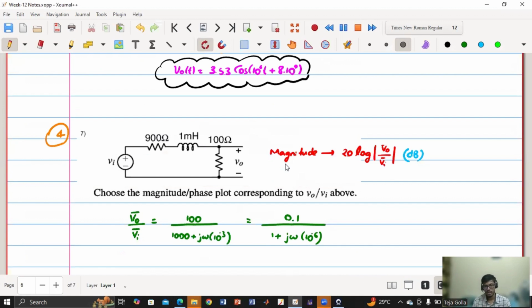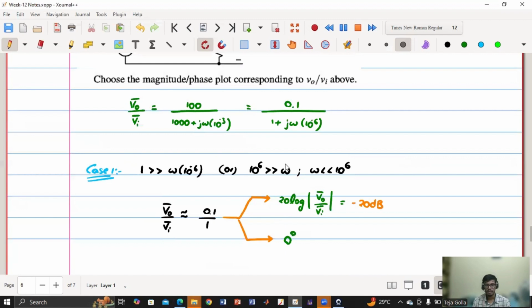Now I have considered three cases. The first case is where 1 is much higher than j omega 10 to the power minus 6, so that I can approximate the denominator as 1. So 1 is greater than omega 10 to the power minus 6, which is omega less than 10 to the power 6. In Bode plot, the approximation we can consider is if it is 10 times smaller, then it is very small. So omega less than 10 to the power 6 means omega is until 10 to the power 5. So when omega is less than 10 to the power 6, denominator is 1, numerator is 0.1. We got the magnitude as minus 20 dB, phase as 0 degrees.